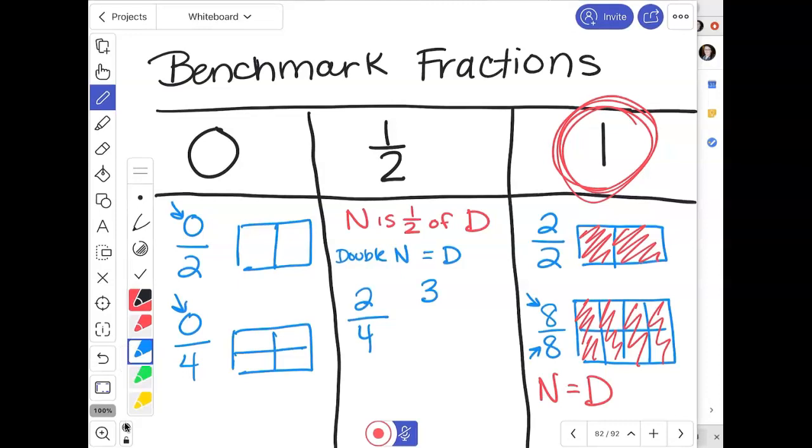So 3 plus 3 equals 6. 4 plus 4 equals 8. 10 plus 10 equals 20.